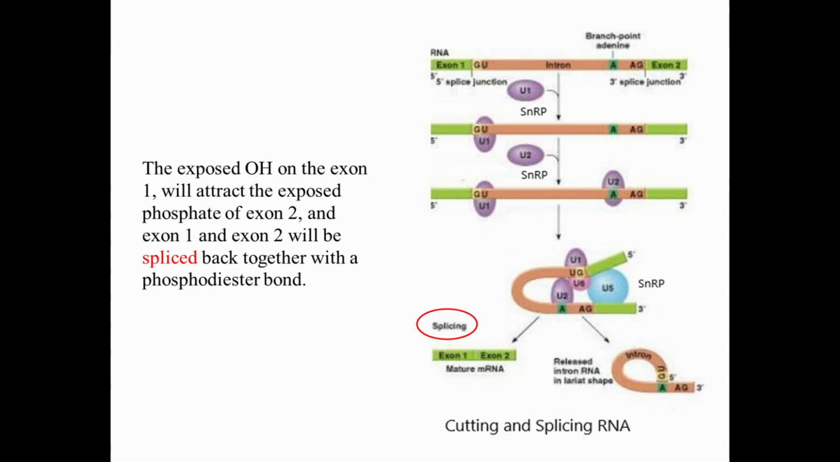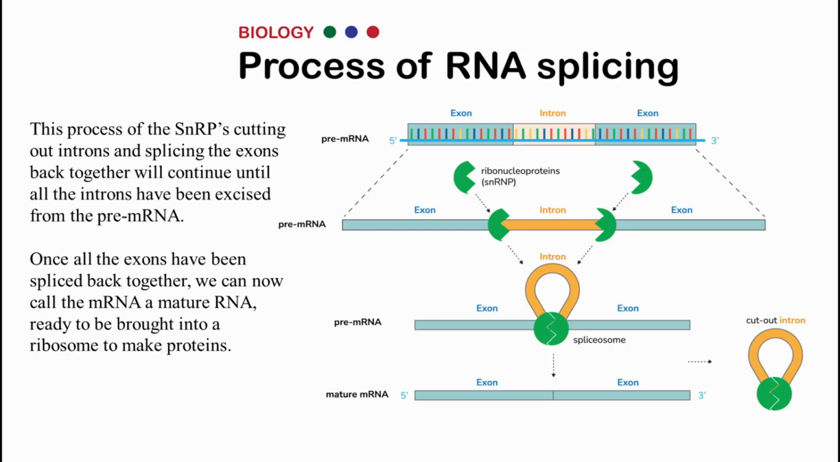The exposed OH on exon 1 will attract the exposed phosphate of exon 2, and exon 1 and exon 2 will be spliced back together with a phosphodiester bond. This process of the SNRPs cutting out introns and splicing the exons back together will continue until all the introns have been excised from the pre-mRNA. Once all the exons have been spliced back together, we can now call the mRNA a mature RNA, ready to be brought into a ribosome to make proteins. The whole SNRP intron exon cutting and splicing process is shown in the figure.